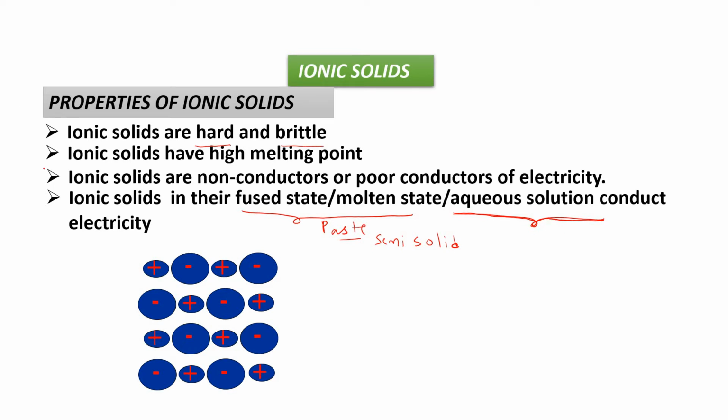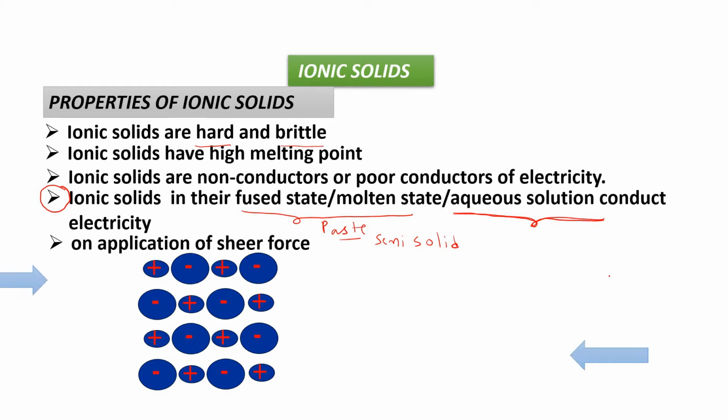So this point is very, very important from the examination point of view. Ionic solids are generally non-conductors, but in the molten and aqueous states they conduct electricity because of the movement of ions. The reason is very simple: the movement of ions.